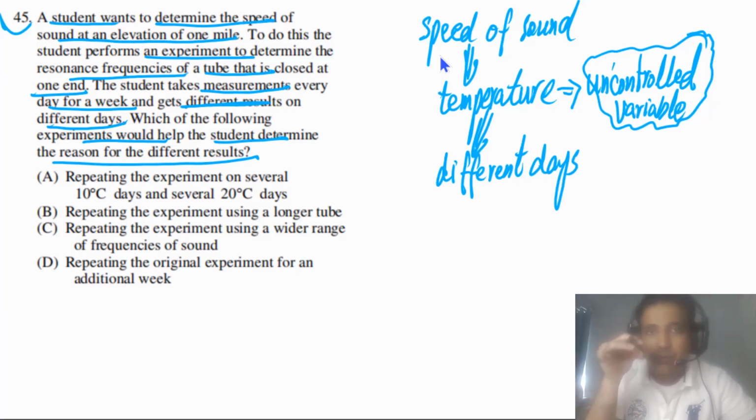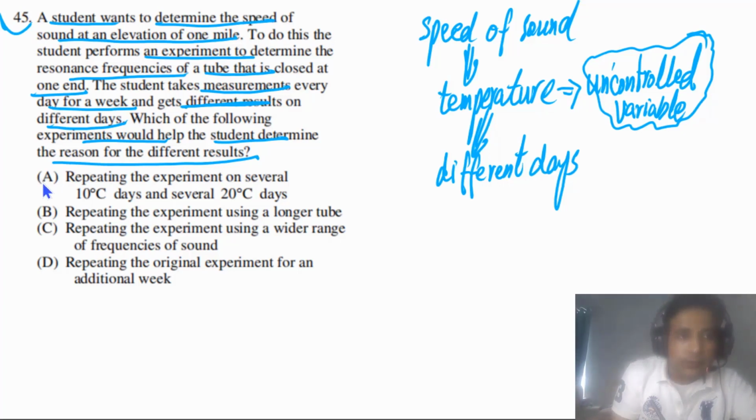So student needs to control temperature, and he can verify this by doing experiment for a certain period of time on certain days when temperature is same, means temperature is 10 degrees Celsius or 20 degrees Celsius, and he can repeat the same experiment for same number of days when temperature, let's say, is 40 degrees Celsius, and then he can compare the results. If the results are different, it means temperature is affecting the results. So temperature is the reason behind different results. So simply in this case, student needs to control temperature.